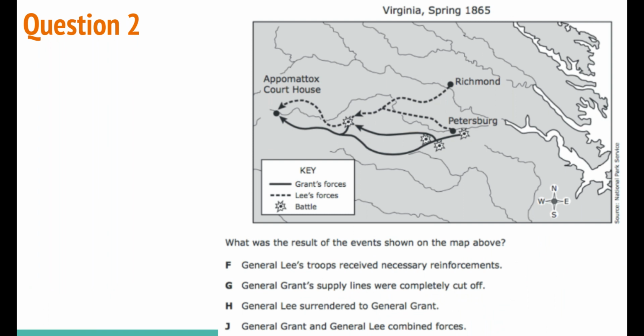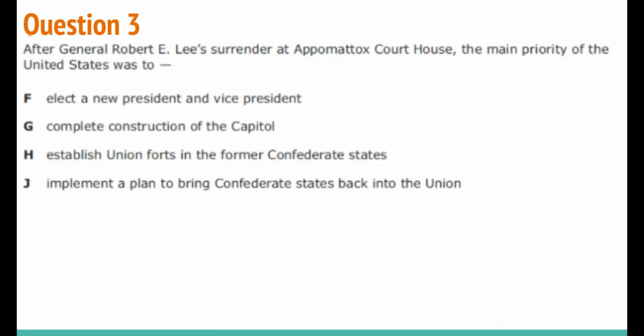Question 2. What was the result of the events shown on the map above? So we've got Richmond and Petersburg and Appomattox Courthouse. So why are Richmond and Appomattox important? Is it F, General Lee's troops received necessary reinforcements? G, General Grant's supply lines were completely cut off? H, General Lee surrendered to General Grant? Or J, General Grant and General Lee combined forces? Yeah, definitely not that one. Hopefully you know that the answer is, take a moment, H, right? Lee surrenders.